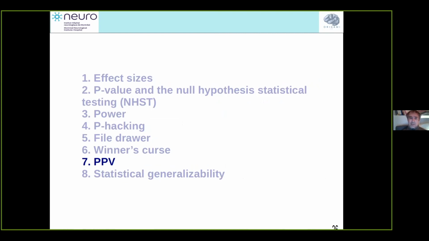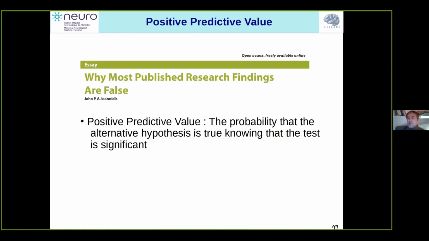Almost the last one, not entirely the last one, is the positive predictive value, or PPV. The positive predictive value is an interesting probability. It's the probability that the alternative hypothesis is true, knowing that the test is significant. So let's say you have a significant test. You've taken the data, you've done statistics, you've done a hypothesis testing procedure. The test is significant at a given type 1 error. And then what is the probability that your actual alternative hypothesis is true, knowing that that test is significant?